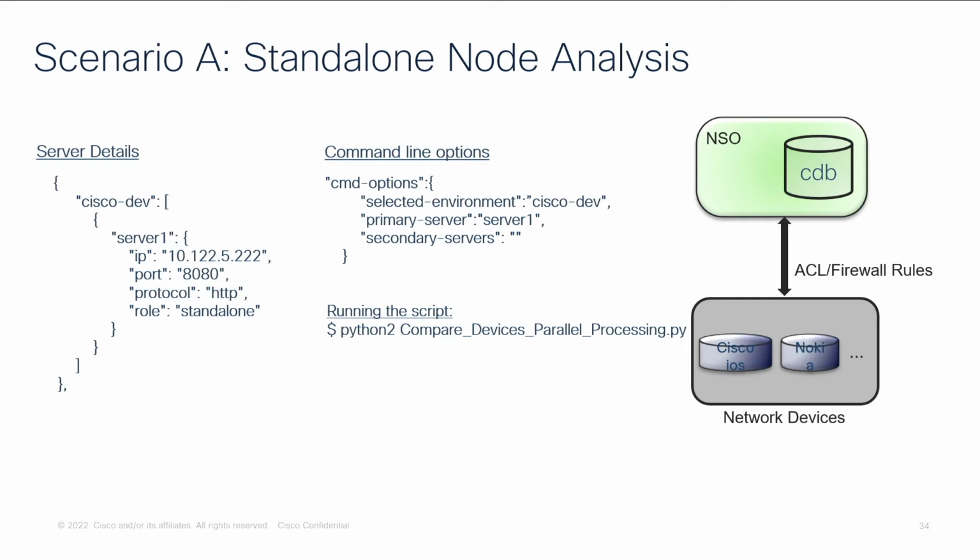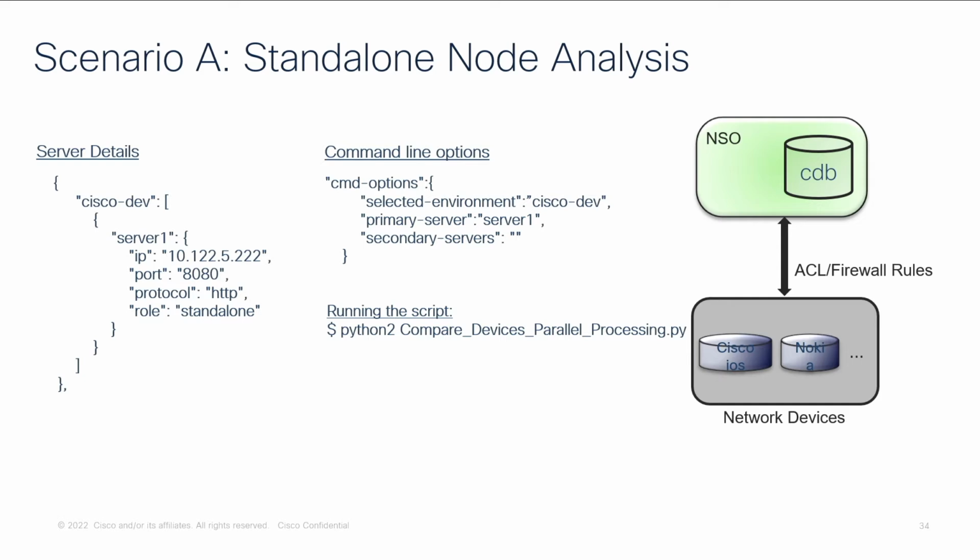And then this is the most important section. Here we are telling, okay, if you have 10 environments' information in this file, which environment are we trying to generate the report for? That information comes here. And then primary server and secondary server. So what is that primary server? Here we have only one NSO, standalone, so we can give that one as primary.